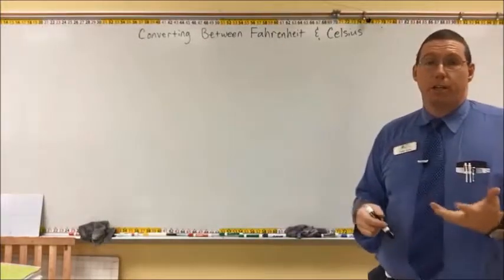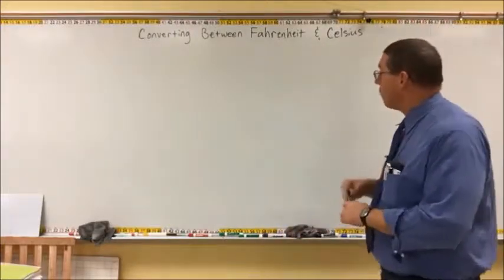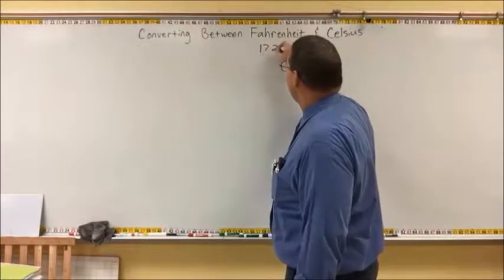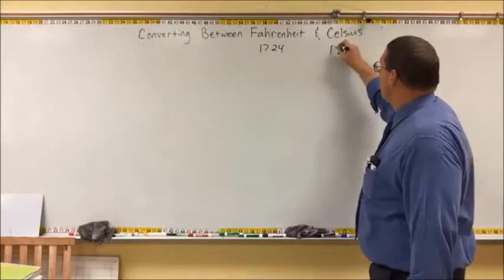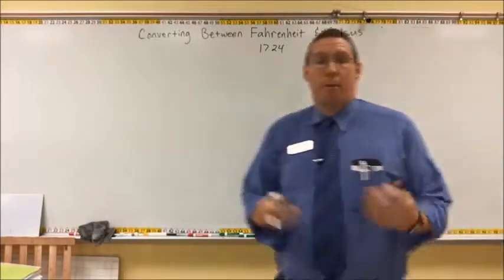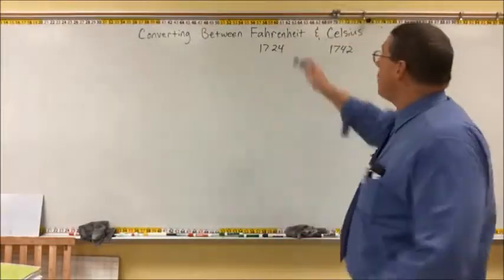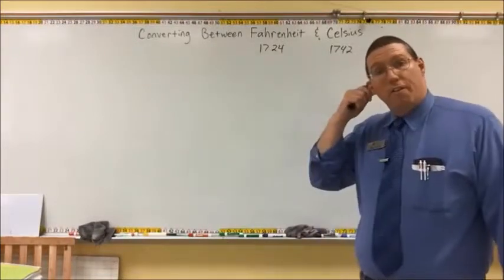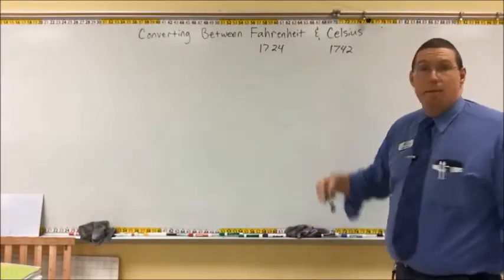Now, it's really interesting, in case you're interested, and you're probably not, but if you're interested in knowing where these scales came from, the Fahrenheit scale was introduced in 1724, where the Celsius scale was introduced in 1742. In fact, that's an easy way to remember because you just flip the 24 and the 42. So the Fahrenheit scale has been around longer. So some people might say, well, why don't you just use the Fahrenheit scale since it's been around longer? Well, it's because the Celsius scale makes more sense.